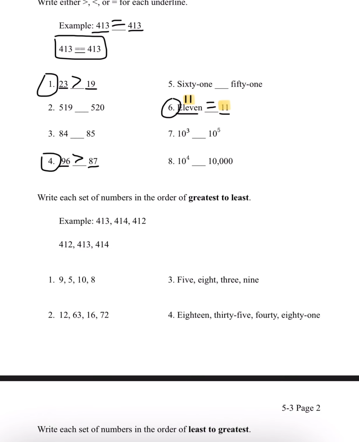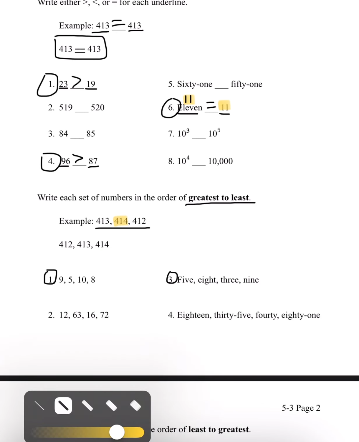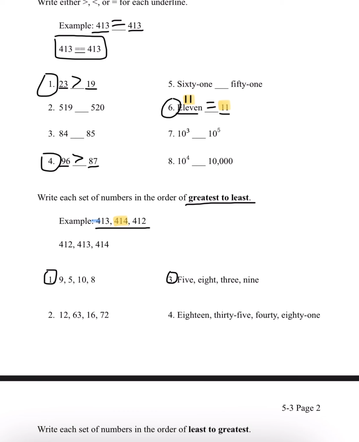Next, it asks us to write each set of numbers in the order of greatest to least. So we're going to go over number 1 and 3. The example gives us 413, 414, and 412, from greatest to least. The greatest here is 414, and then after that, it's 413, and then it's 412, which is the least.